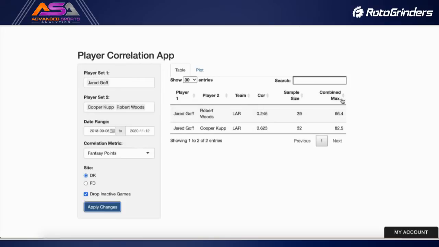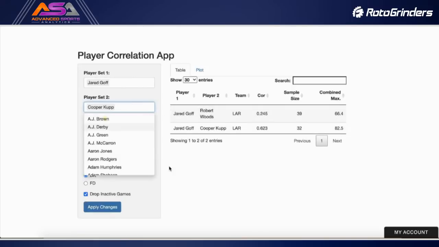We also added a nice little column here that shows the combined maximum that these two players have achieved on a single week. So it's interesting that Kupp and Goff have this super strong correlation and have been able to achieve a combined 82.5 points on a given week, where Goff and Woods, and I think of Woods and Kupp as week over week pretty similarly priced, have this weaker correlation, and in the same week have never achieved a total, at least dating back to 2018, over 66. I think it's just interesting to visualize that.